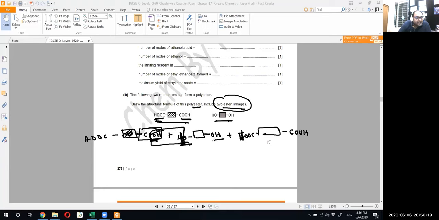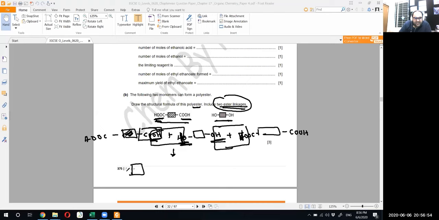What is here? OH. So from this OH, what will go away? OH. From the alcohol, which part would go away? H would go away. And from the carboxylic acid part? OH would go away. Very good. So, are we able to draw two ester linkages? Yes. So, what is our final product?